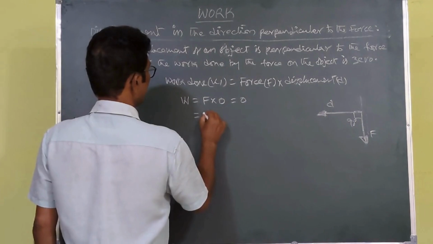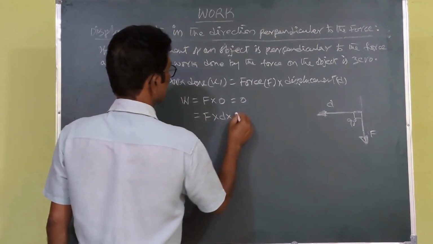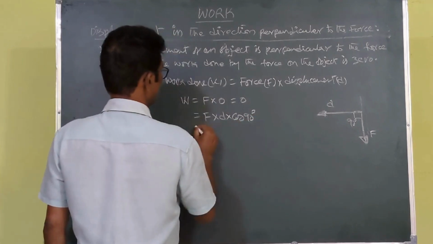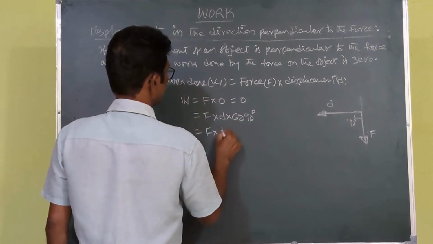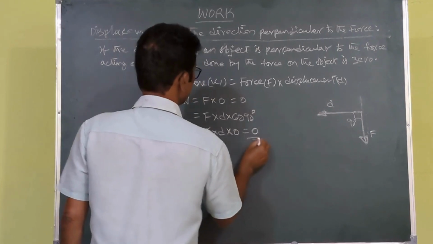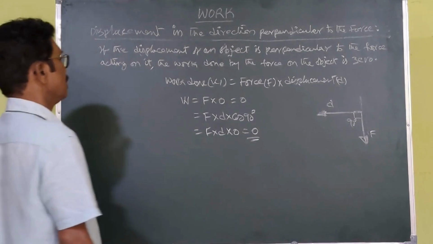Work done is F into d into cos 90. Cos 90 equals 0. So F into d into cos 90 is 0. Therefore, this is also 0. Okay, this is one example.